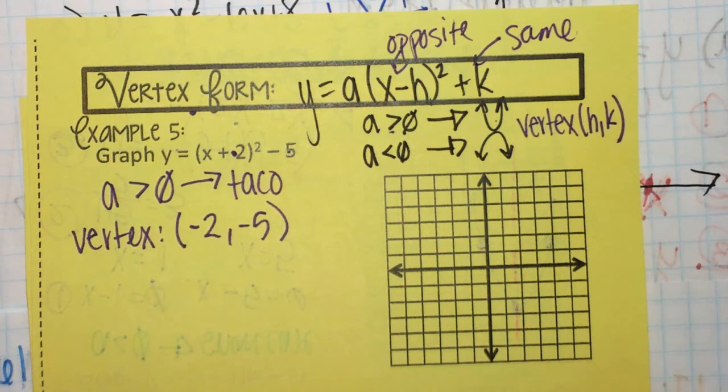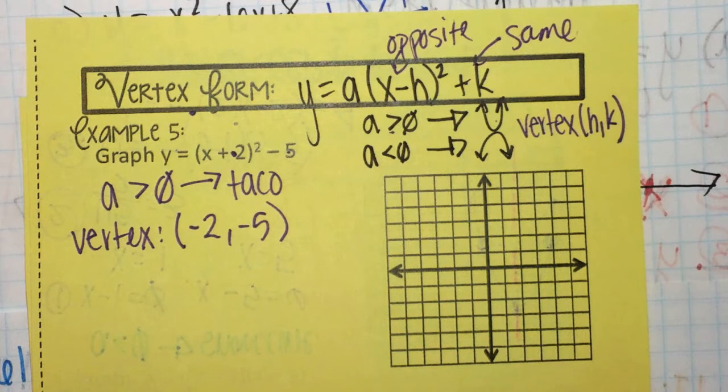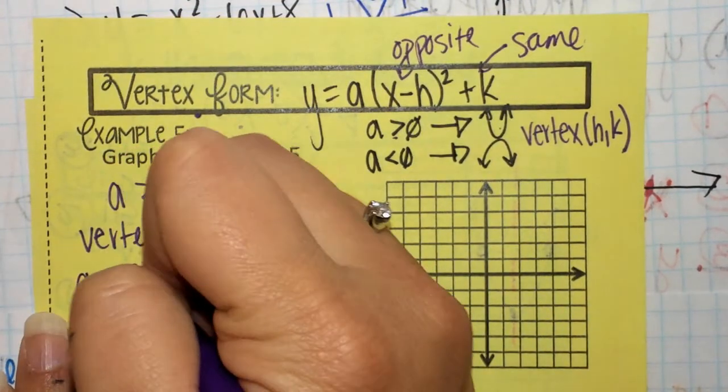So not only does this give you your vertex, it also gives you your axis of symmetry. What do you think your axis of symmetry is for this parabola? Negative 2. Take a point. Let's go. We're on fire.